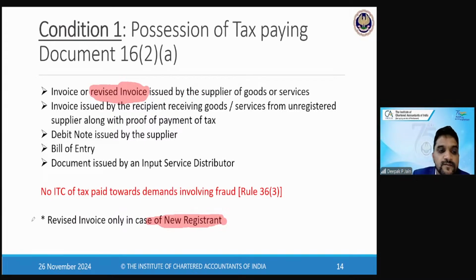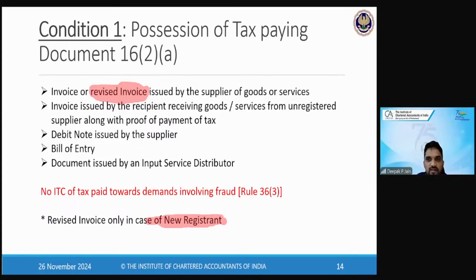Okay. In all cases, can we do the revision? Mistake ho gaya, I am a new registered. Not everyone. Only the new registrant who has applied for registration but got it late. For him, there is a provision of revised invoice. Sir, is there any limit on how many times we can revise? There's no limit as such, but they've said that you should issue a revised invoice. When they say a revised invoice, it means only one time.